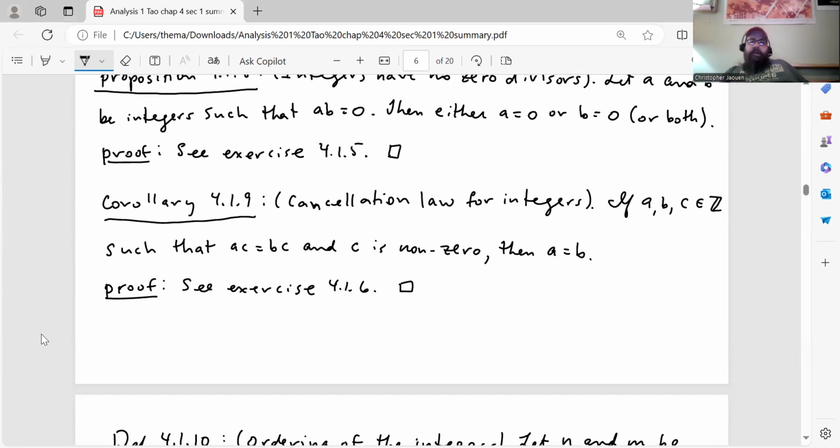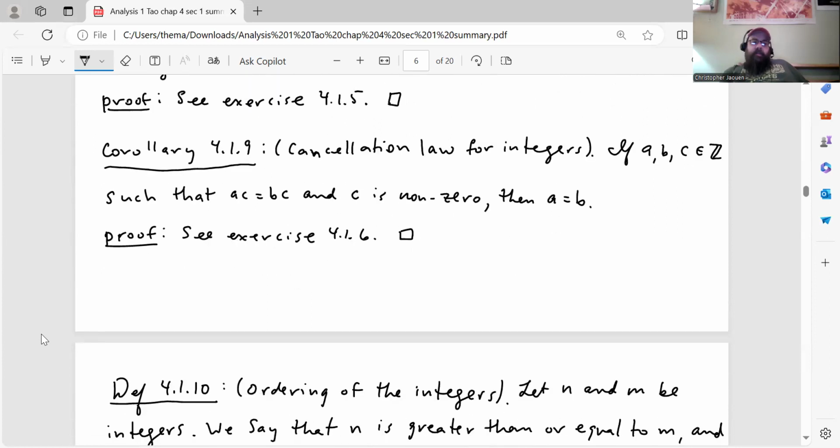Corollary 4.1.9, cancellation law for the integers. If A, B, C are integers such that AC equals BC and C is non-zero, then A equals B. And again, he leaves the proof for us to do in the exercise set.